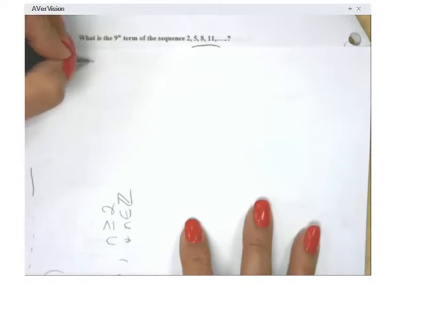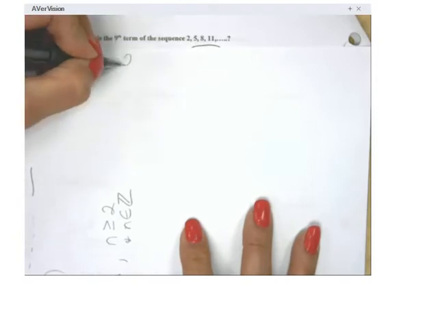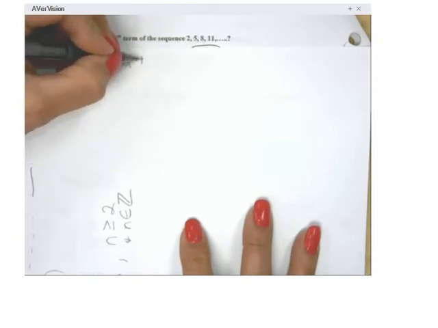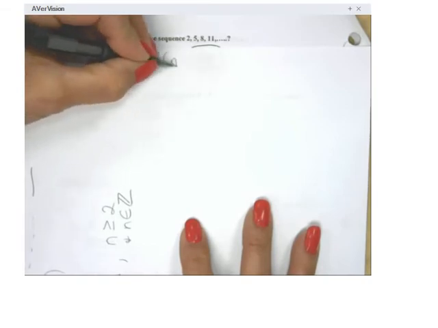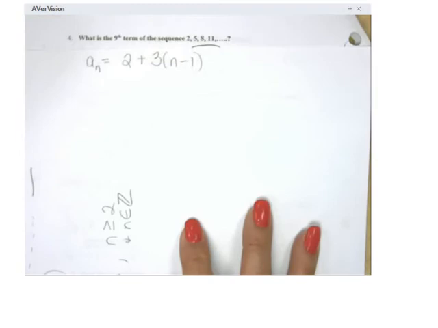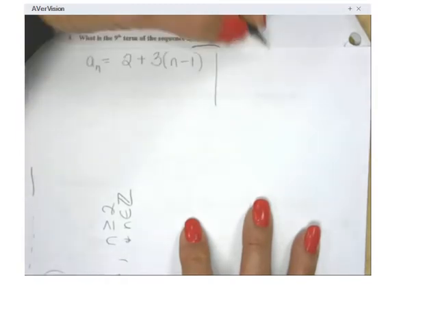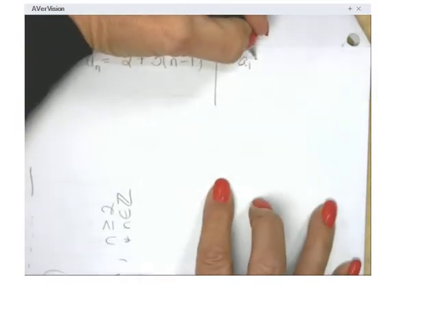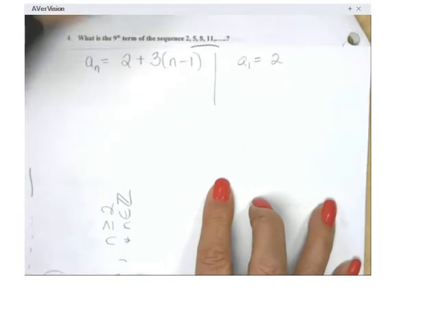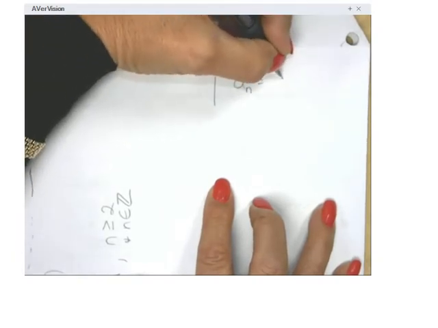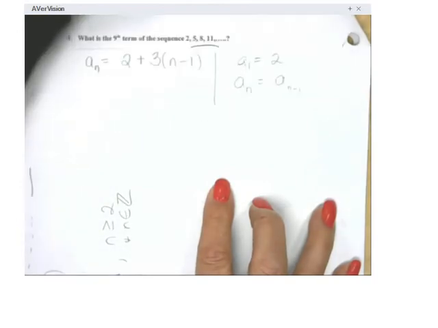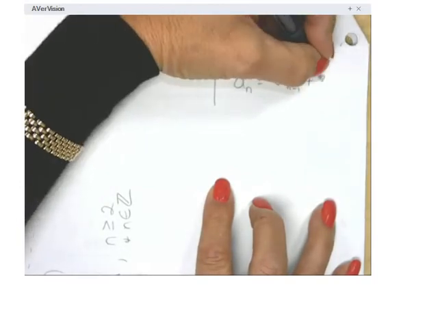If I were going to find an explicit rule, I would say start with the first number, and you can find any position after that by taking the common difference times n minus 1. If I were going to find a recursive rule, you always have to tell someone where to start, and then you can find any term after that by taking the number right in front, and we have to add on 3.